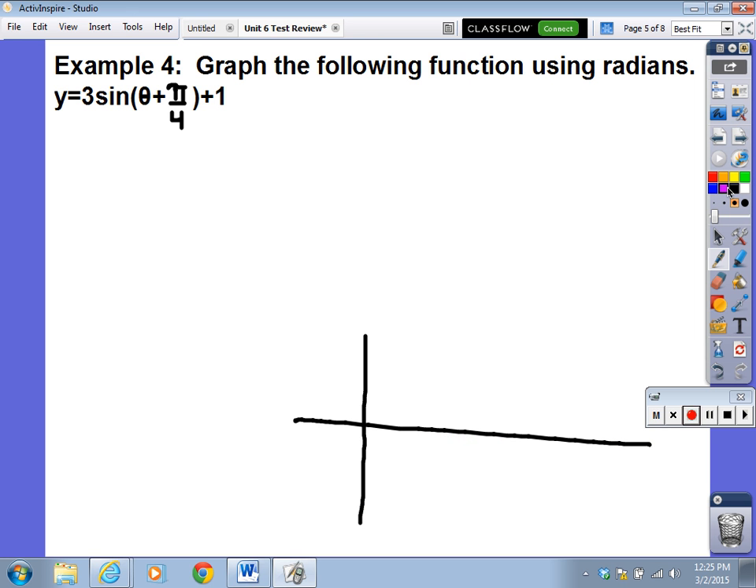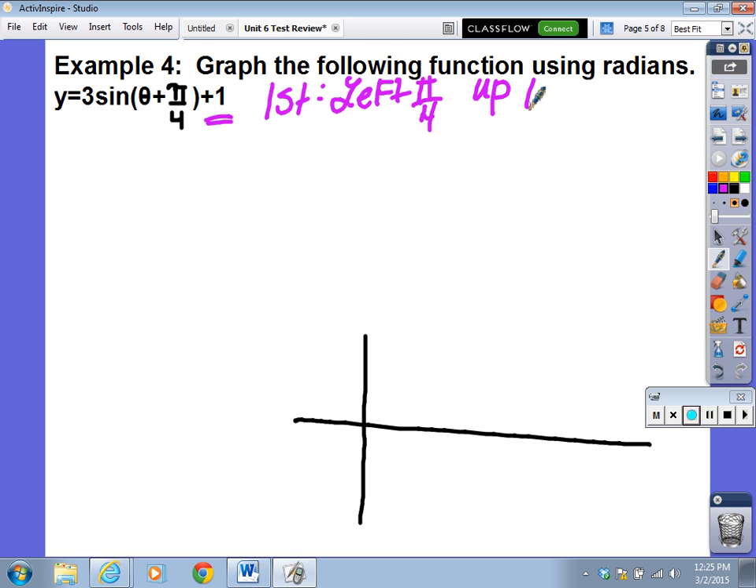The first thing we do is look at our shift left and right, up and down. So where is the shifting left and right? Left or right? Good. We look inside the parentheses, and then we always go the opposite of that. So we're shifting left pi fourths, and then we're going to go what? Up 1. And then what's added on the outside is our shift up and down. So then we're going to go up 1. And we stay with the sign on what's added on the outside.